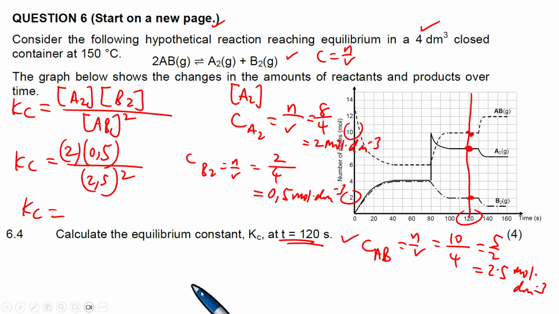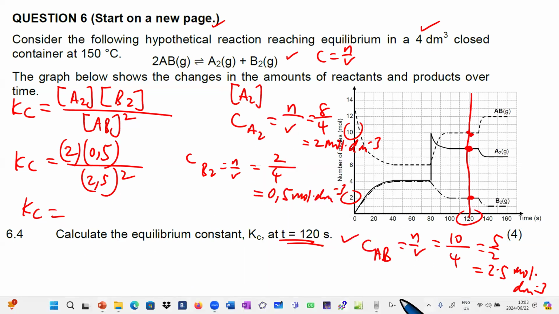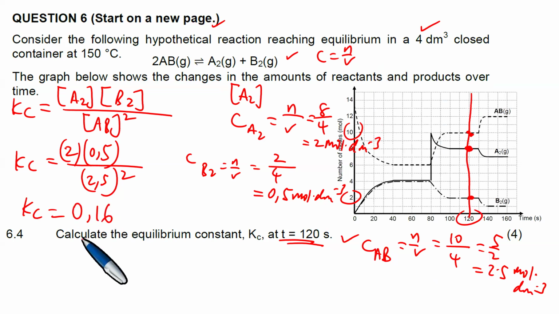Let's just do the calculation together. Let's launch a calculator quickly. So you have 2 times 0.5, you divide by the denominator, which is 2.5, and then you square it, giving 0.16. So Kc is dimensionless, with no units, and it is exactly 0.16. And therefore, this would be the answer to this question. Let's look at the next point.